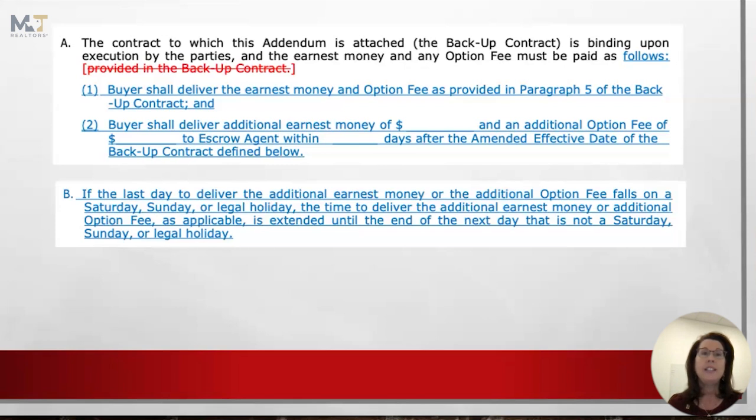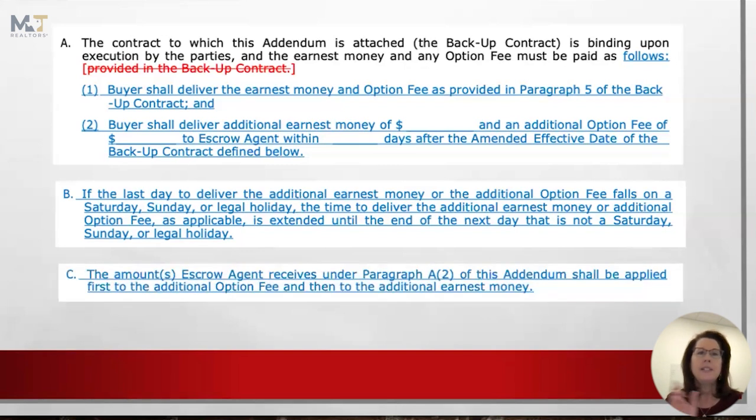If the last day to deliver the additional earnest money and the additional option fee falls on Saturday, Sunday, or legal holiday, the time to deliver the additional earnest money or additional option fee, if applicable, is extended until the end of the next day that is not a Saturday, Sunday, or legal holiday. Same verbiage that is in paragraph 5 of the contract. C, the amounts escrow agent receives under paragraph A2 of this addendum shall be applied first to the option fee and then to the additional earnest money. That also mimics the 1-to-4 contract.